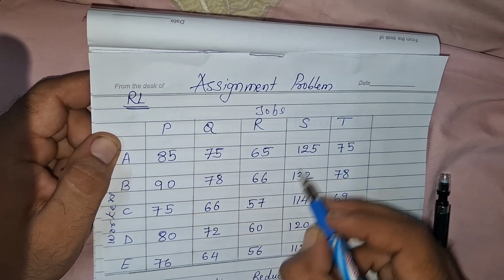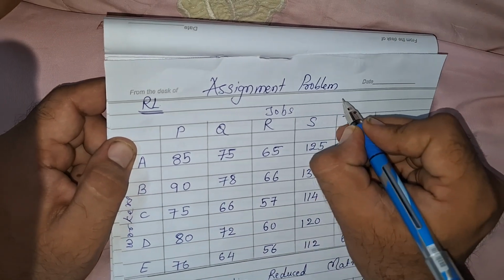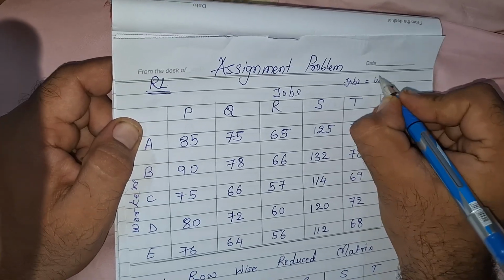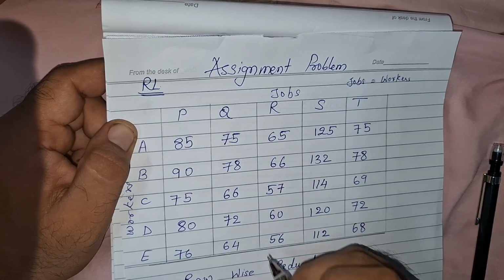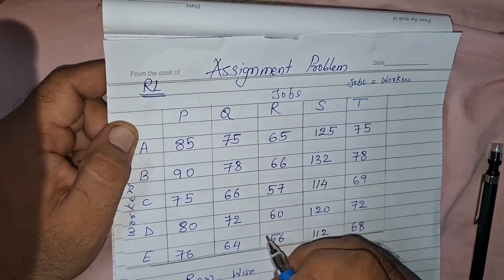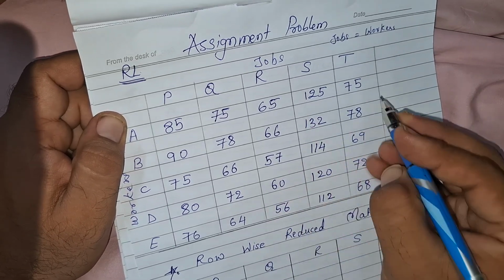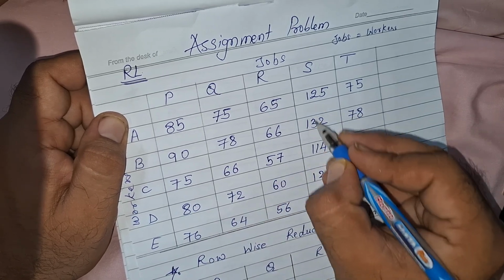So if I just see this sum, it is a balanced matrix. In simple terms, jobs is equal to workers. So you can say that one job will be allocated to one worker. So now for solving this sum, we need to first start by finding the minimum value.